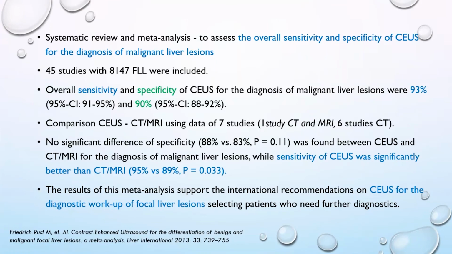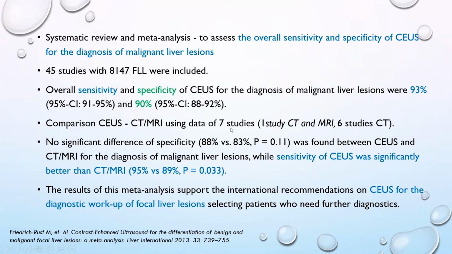In 2013, another meta-analysis was performed that included around 8,000 focal liver lesions. Here they looked at the overall sensitivity and specificity of contrast-enhanced ultrasound for diagnosis of malignant liver lesions, and showed a very good sensitivity, 93%, and good specificity, 90%.